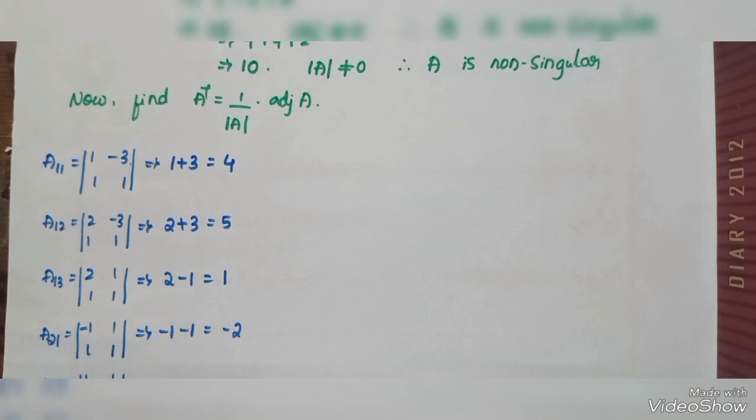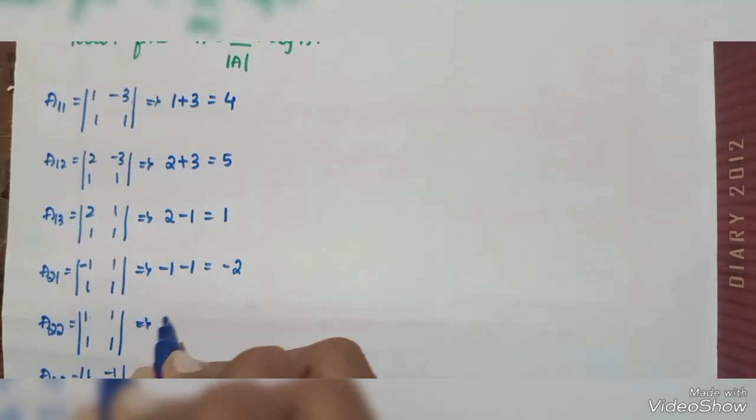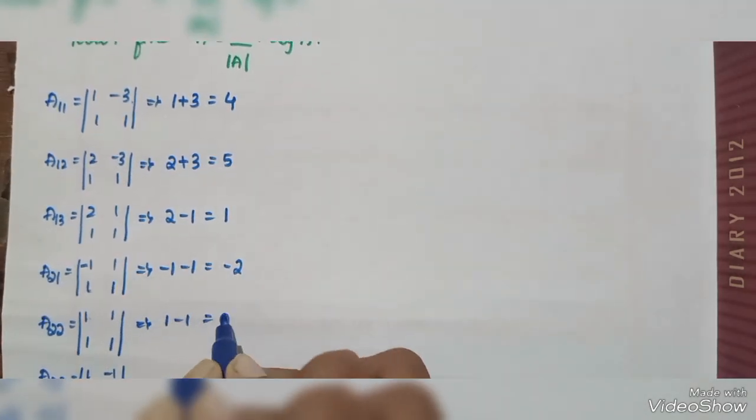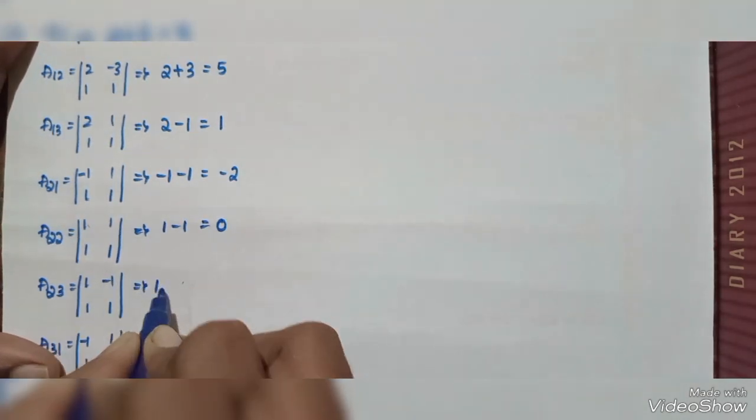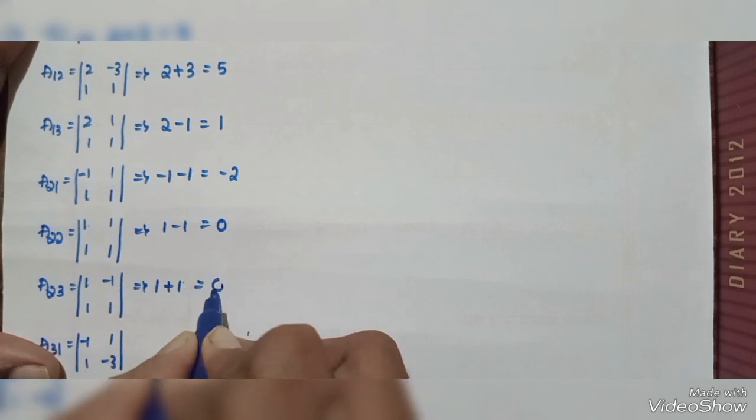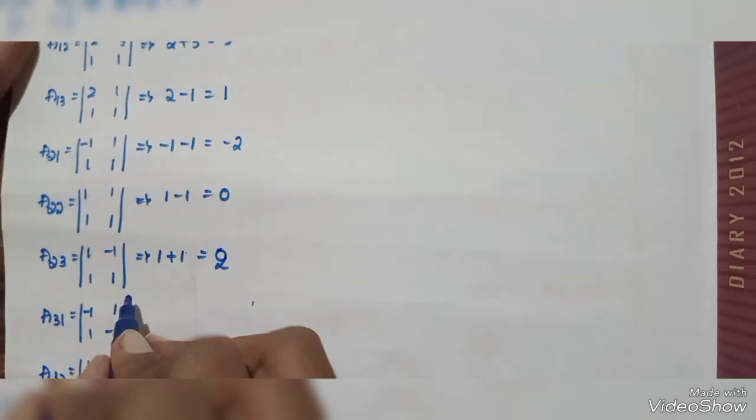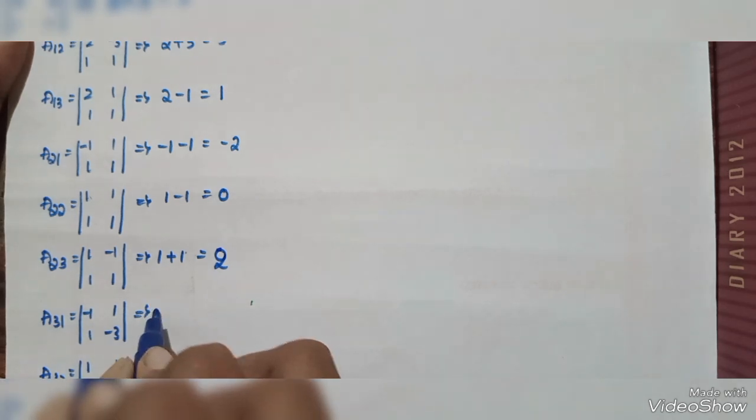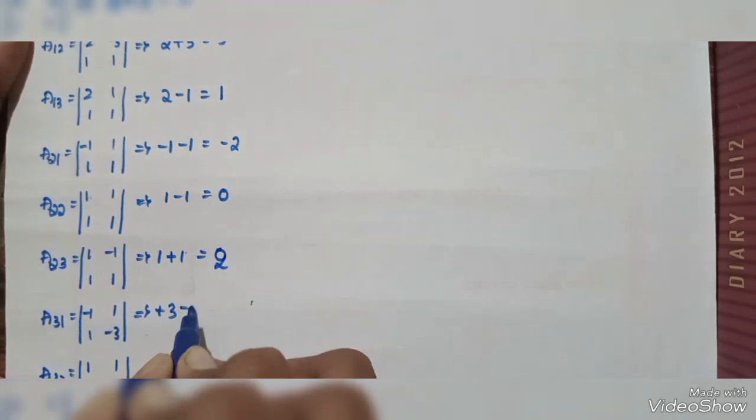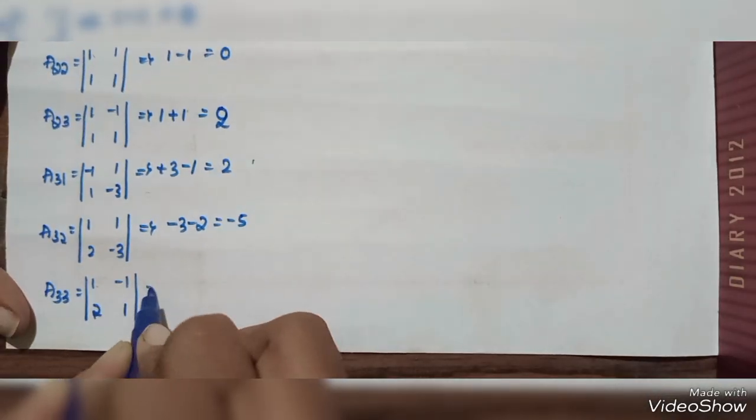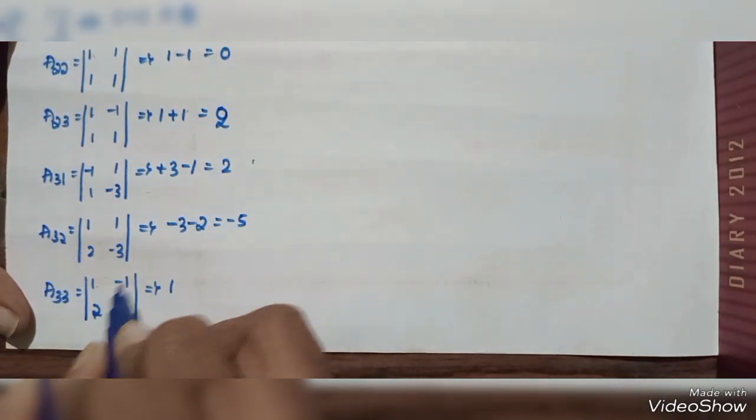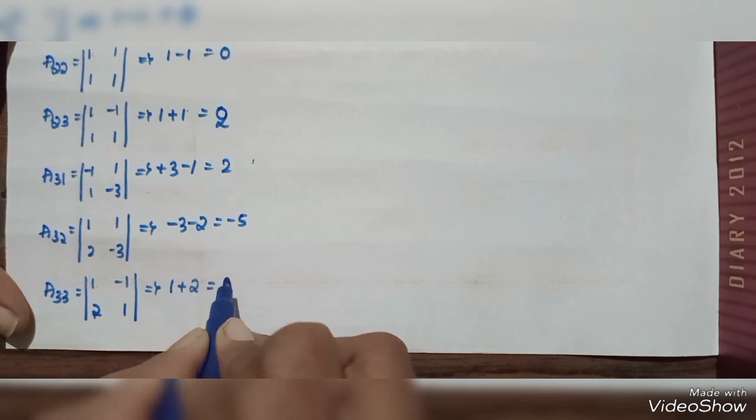1 into 1, 1 into 1. 1 minus 1 becomes 0. Again 1 into 1, 1 into minus 1, it becomes plus 1. 1 into 1, 2. Next minus 1 into 3, plus 3. 1 into 1 minus 1, it becomes plus 2. 1 into minus 3, minus 3. 2 into 1 minus 2, it becomes minus 5. The last one, 1 into 1, that is 1. Here plus 2, it becomes 3.